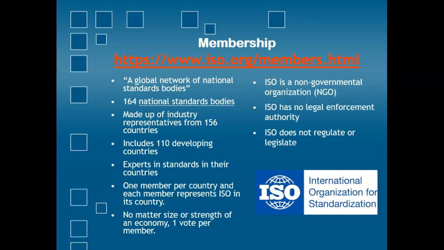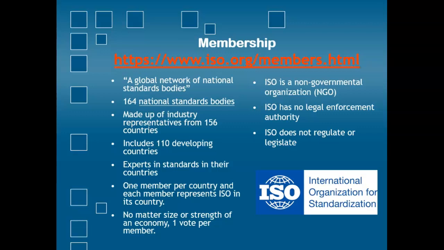So there are industry representatives from about 156 countries, and that includes 110 developing countries that are also part of the ISO. And all of these people are experts in standards in their country, not political people, but technical experts. And each country gets one member, and so this is a good thing, because no matter the size or strength of the economy of a particular country, there's only one vote per member.